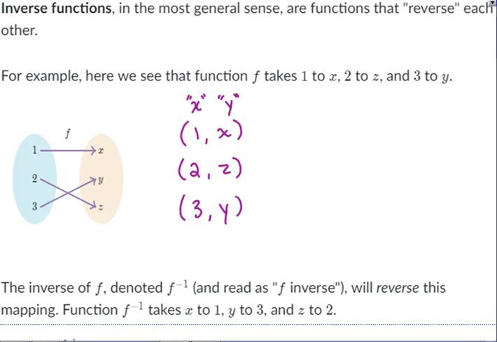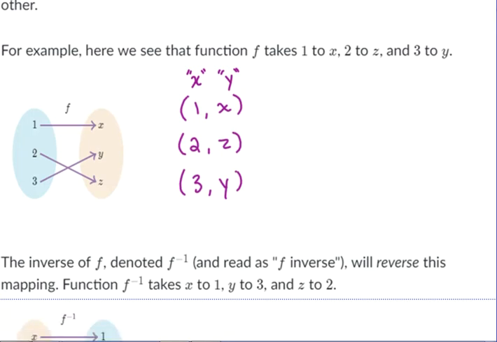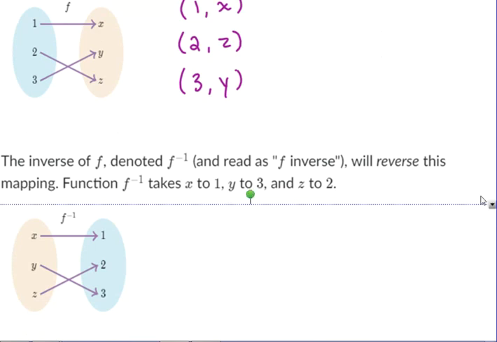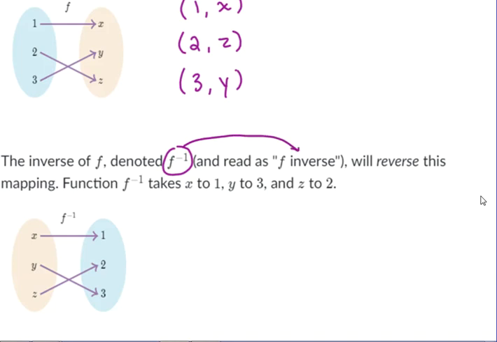So if we want to talk about the inverse of this function, you can see the notation there. It looks like a -1 exponent. It's not a -1 exponent. You read that as f inverse. That's f inverse. It will reverse that mapping. So it just switches what were our x's are now our y's, and what were our y's are now our x's. So it just turns them around.